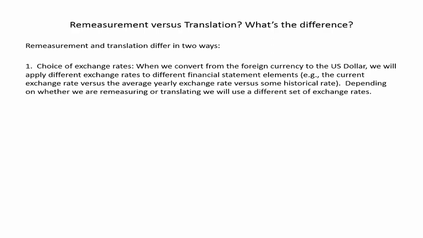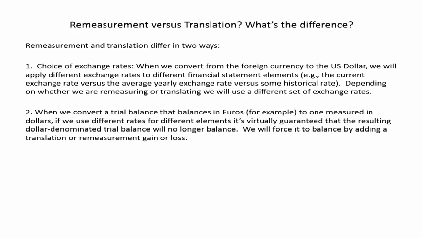Basically, we're going to apply different exchange rates to different financial statement elements. So assets and liabilities might be converted at one exchange rate, equity accounts at another exchange rate, revenues and expenses at a mixture of exchange rates. So basically, we're going to have to choose what exchange rate, whether it's the current rate or some historical rate, gets applied to what financial statement element. So remeasurement and translation use a different selection of exchange rates to convert from the foreign currency to the US dollar.